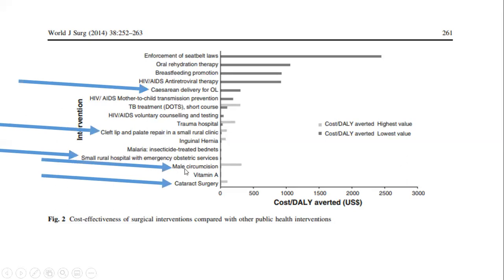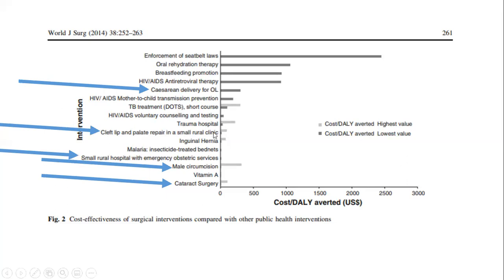So you have male circumcision, emergency obstetric services, extremely cost effective, because you take the knife and open the belly, you saved a life. And one life is worth unlimited amount of money. But in research, they put a price or a calculation of how much this person would have probably brought to the society. But it's expensive to lose people.